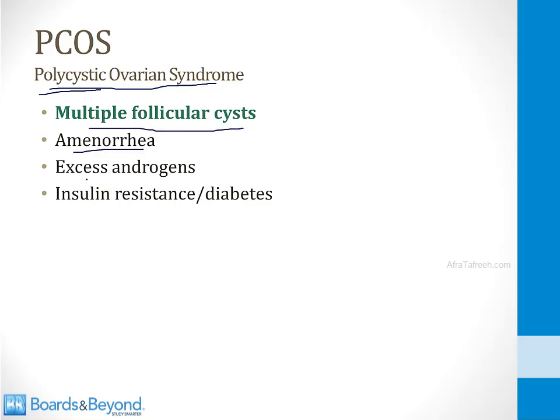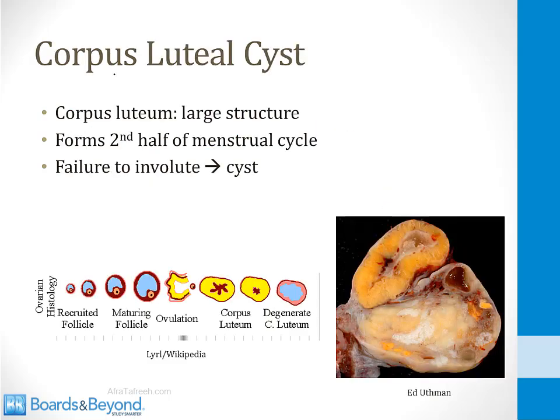They also have amenorrhea and excess androgens, which can cause hirsutism and insulin resistance and diabetes, and I talk about all of this in the menstrual cycle video, but the type of cysts they develop in the ovaries are usually follicular cysts.